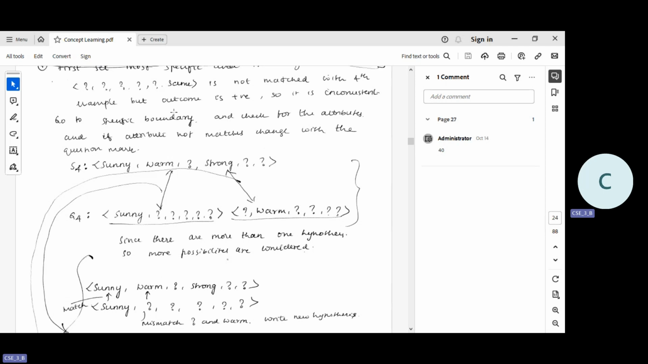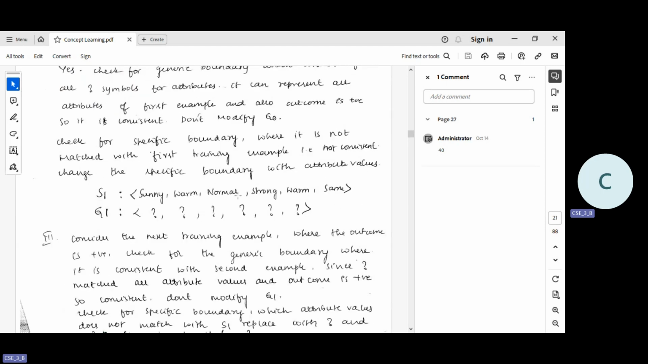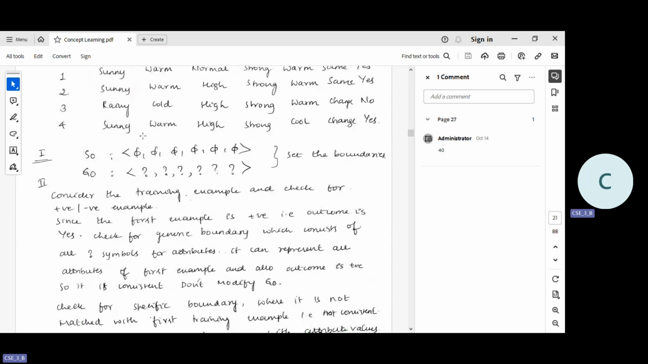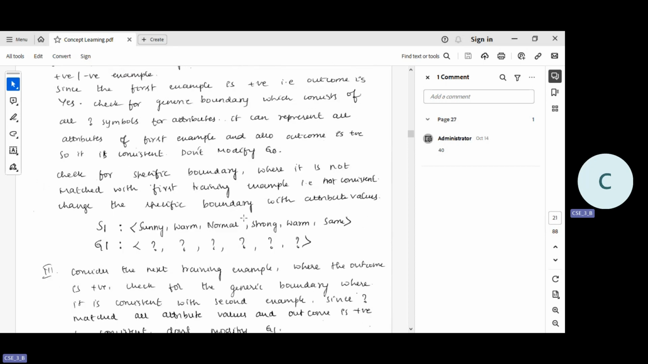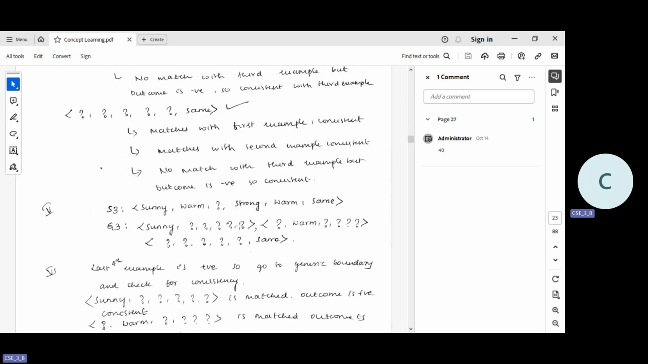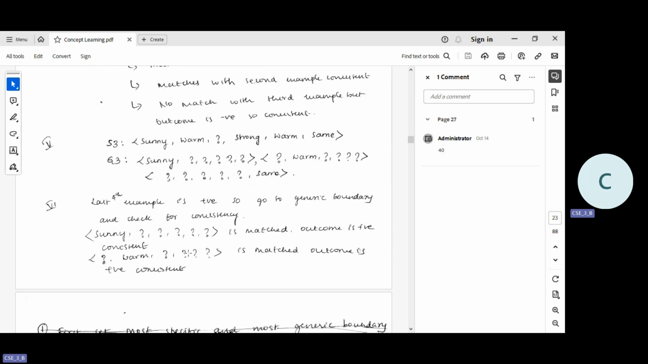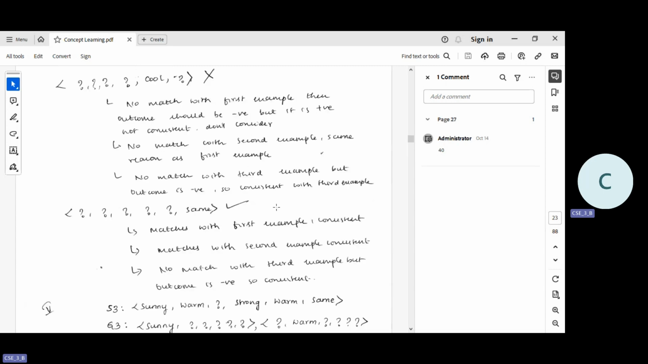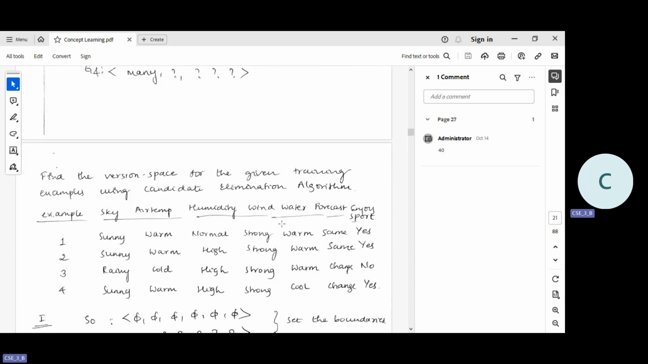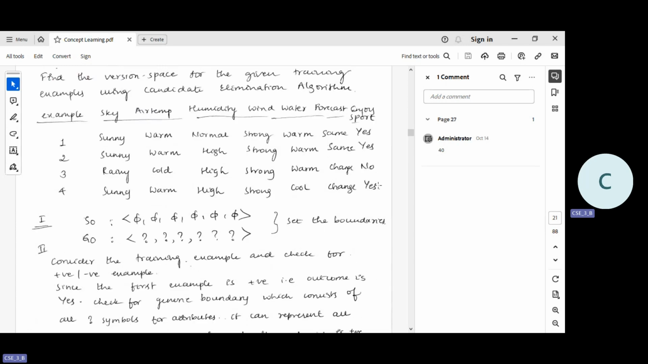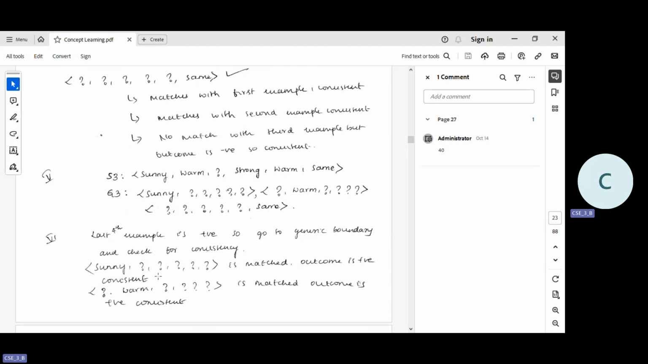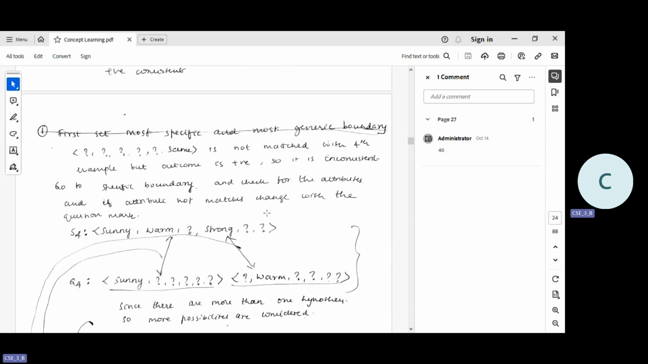When we observe this hypothesis against the training example, we can observe sunny, warm, these all match. And then here there is no match. With the fourth example, that is the same, and here there is a change. So there is no match, and the outcome is again positive here. But when there is no match, we are expecting a negative in order to consider it a consistent hypothesis. So it is not consistent, and we are not considering this particular hypothesis.